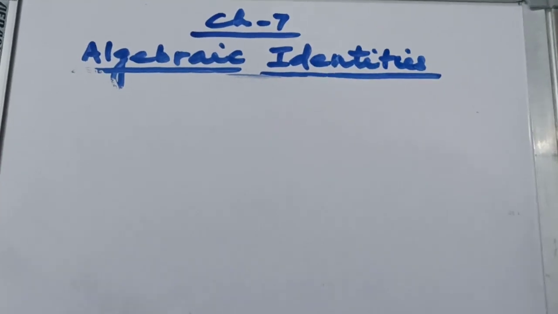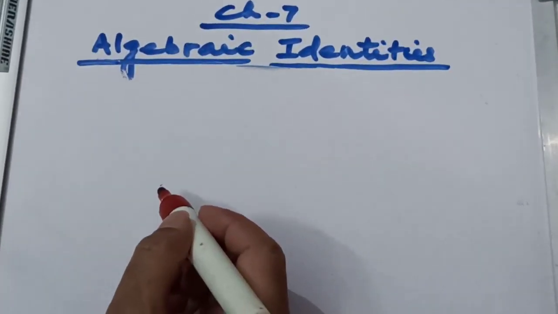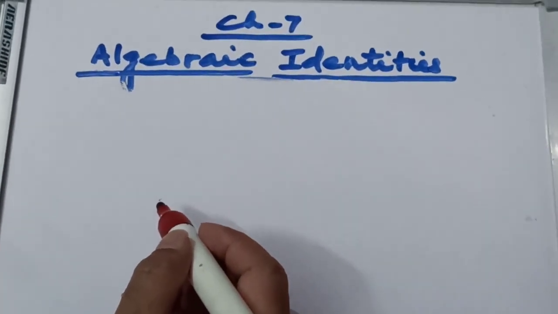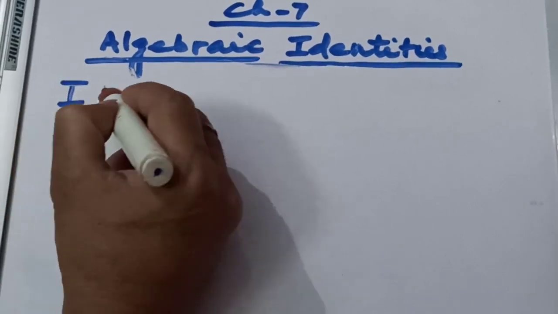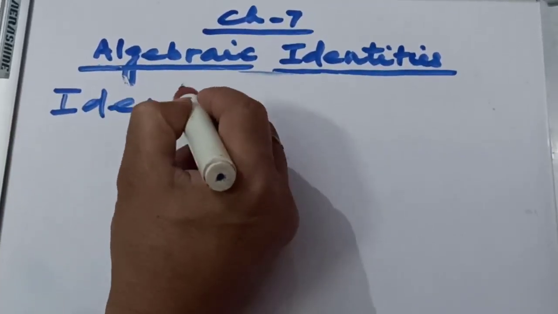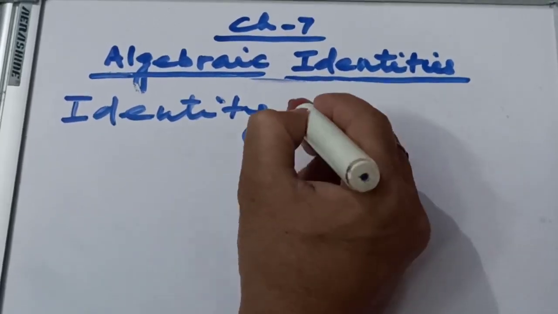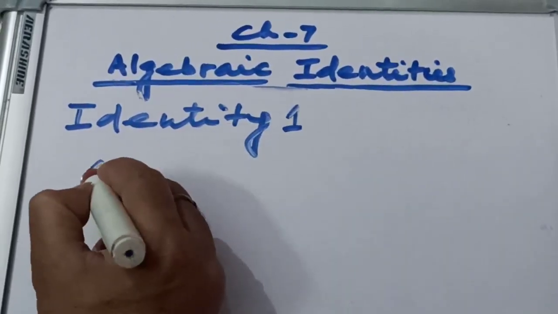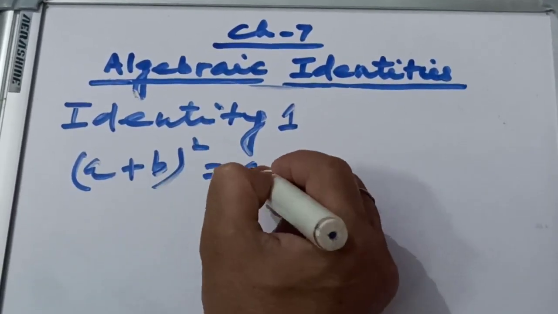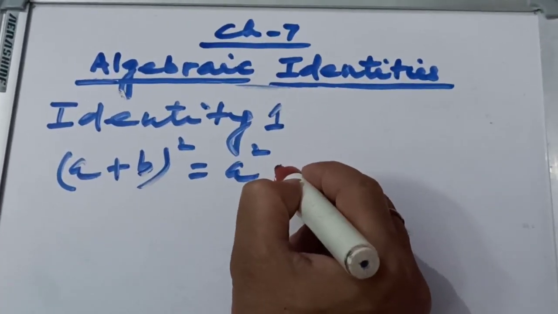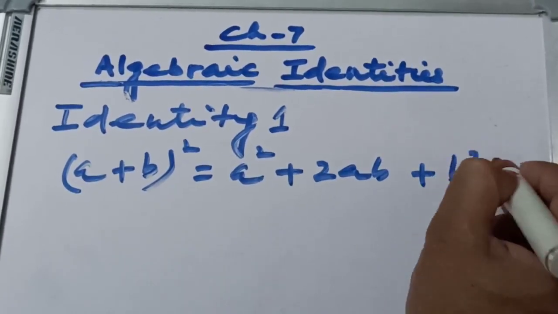Now we will take one example to understand identity 1. First, let me write identity 1 so that you can understand it easily: (a plus b) whole square equals a square plus 2ab plus b square.